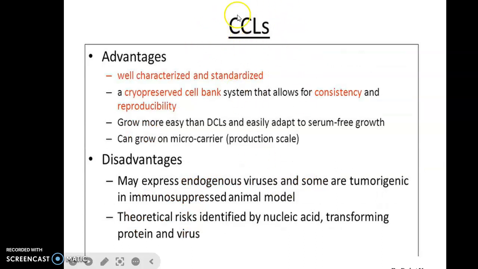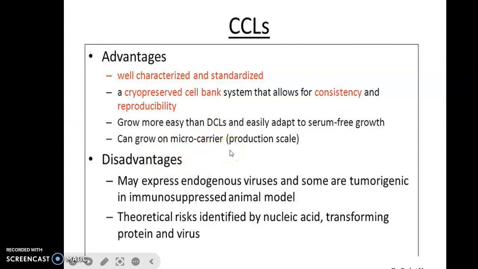Advantages associated with CCLs are that they are well characterized and standardized, and they can be cryopreserved, which allows for consistency and reproducibility. They grow more easily than DCLs, can easily adapt to serum free growth, and can grow on microcarriers for small scale production.